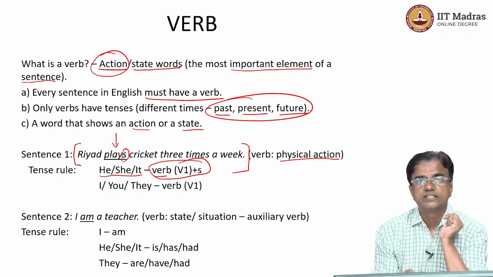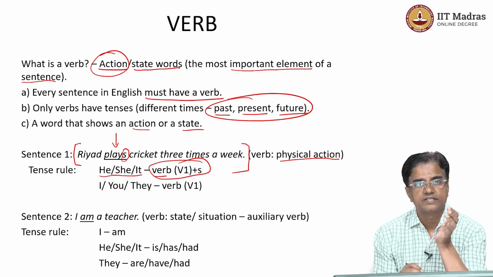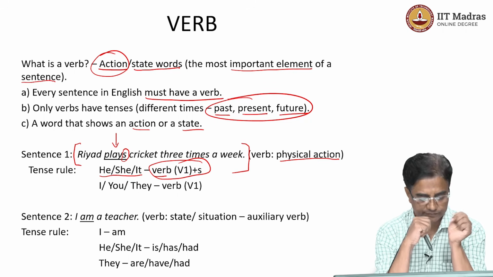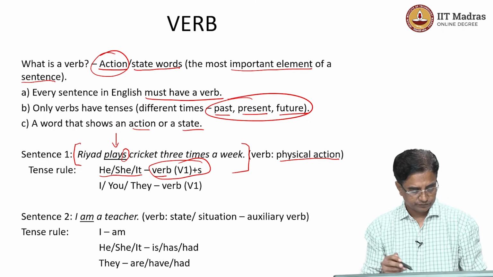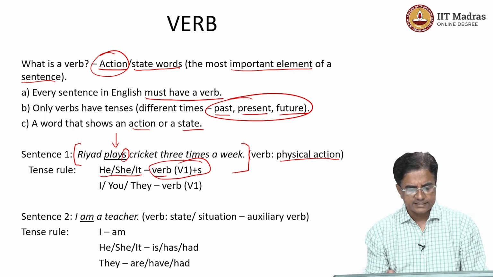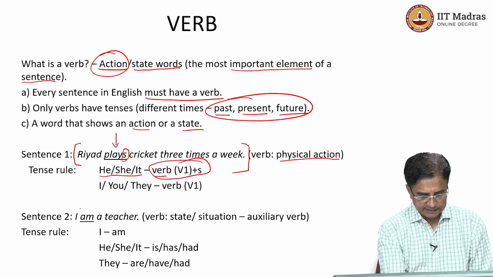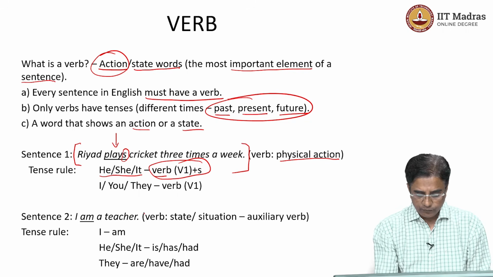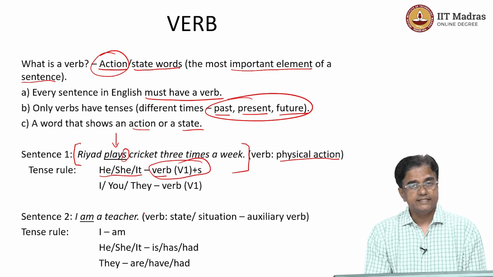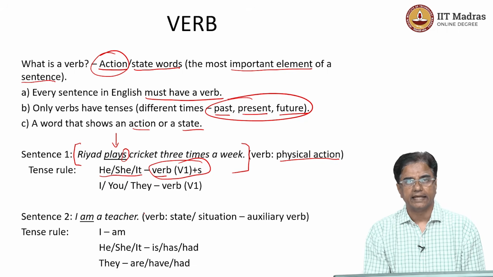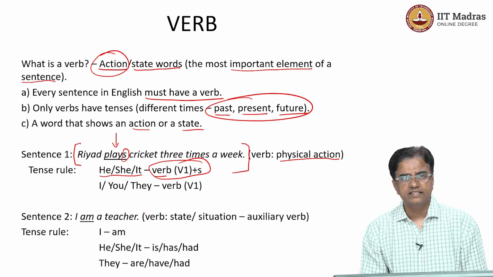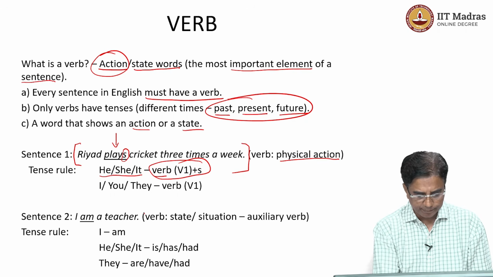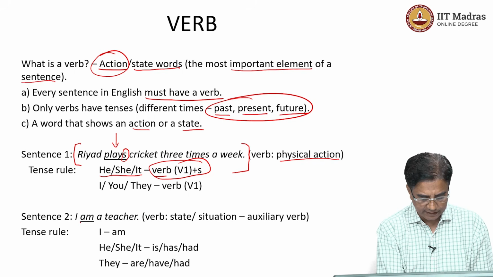And this is a good sentence, a well-formed, grammatical sentence, because it has a verb in it. Let's look at another sentence. Here, the sentence is, I am a teacher. Now, look at this sentence. This sentence doesn't have a word like play. Then what is the verb in this sentence? This sentence has am. Look at this underlined word.